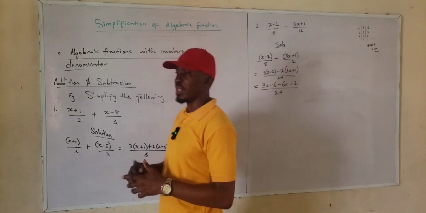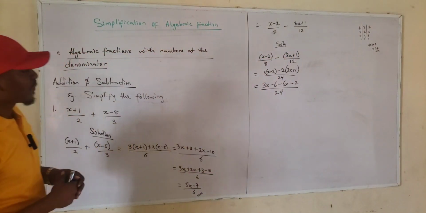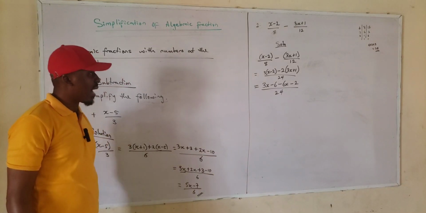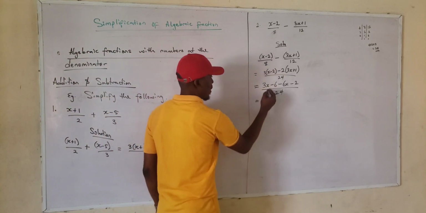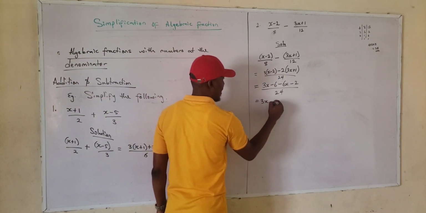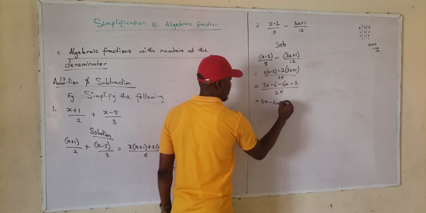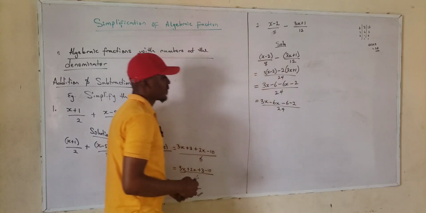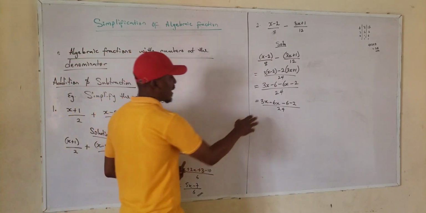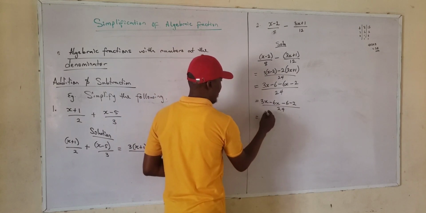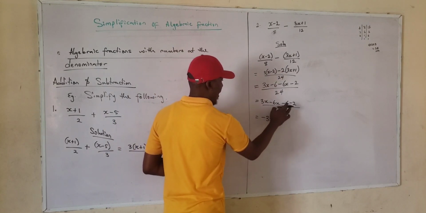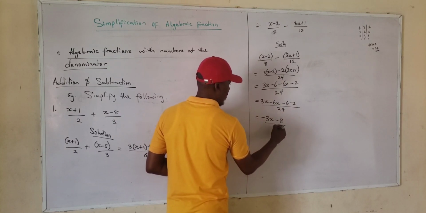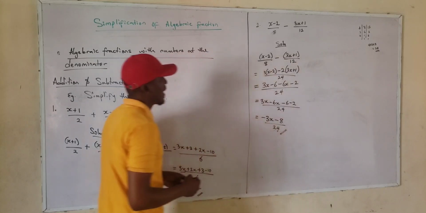Okay, all over 24. If you look at that work there, just like what we did here, we collect like terms, then simplify. So this and this will come together, 3s minus 6s. This and this will come together, minus 6 minus 2, all over 24. So 3s minus 6s will give you minus 3s. And minus 6 minus 2 will give you minus 8 all over 24. So that's our answer there.